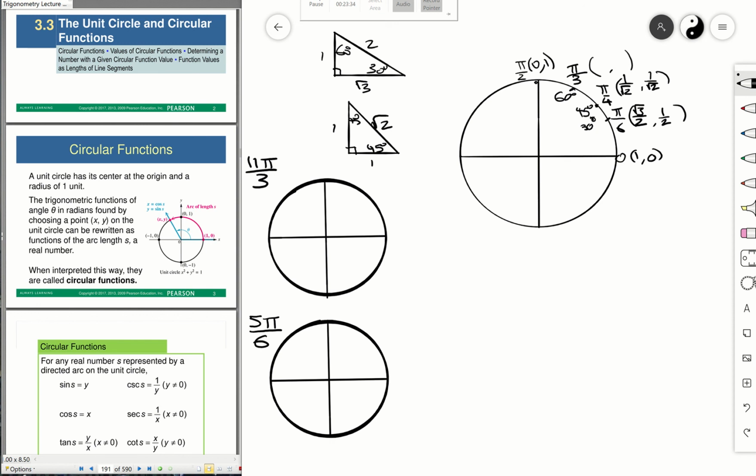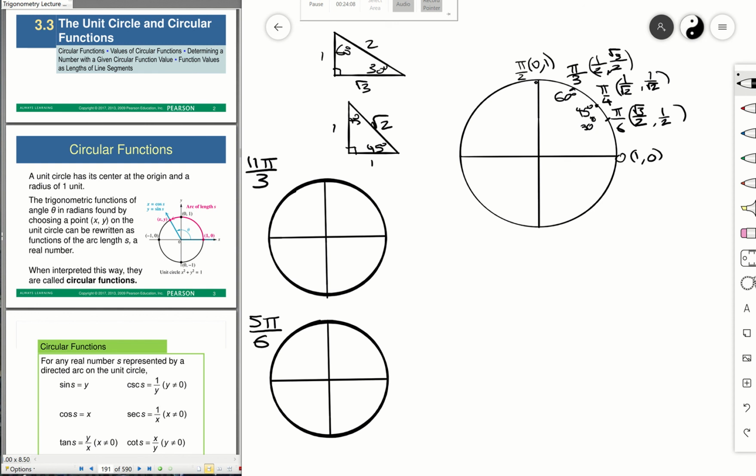For a 60 degree angle, we go back to our 30, 60, 90 triangle, and this time we're looking at the 60 degree angle. For the cosine, it's going to be adjacent, which is 1, over hypotenuse, which is 2. And for the sine, we're going to get opposite, which is square root of 3, over hypotenuse, which is 2. So we get that.